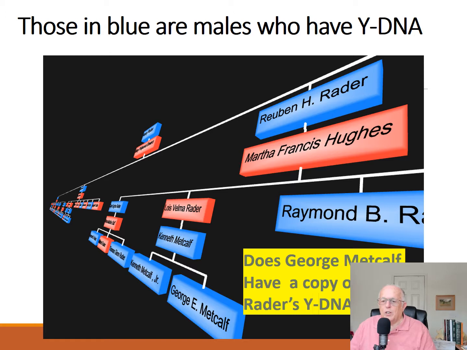But to answer my question, here, this is a daughter. Reuben didn't pass his Y chromosome to the daughter. If he had, she would be a male. So these boys down here have Kenneth, their father's Y chromosome, not the Rader chromosome.